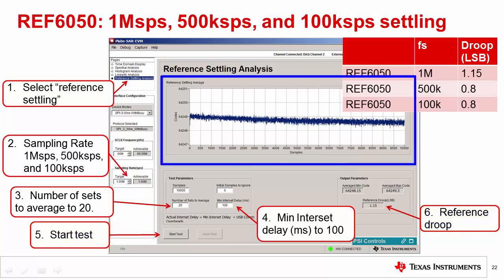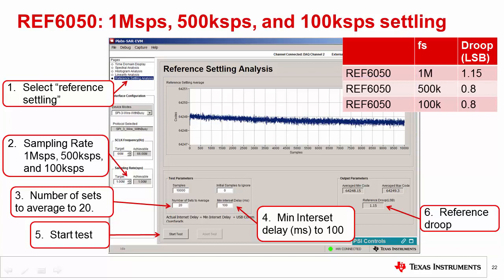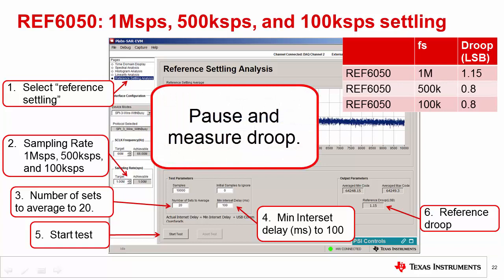The figure shown shows the result for 1 megasample per second. Repeat the experiment for 500 kilosamples and 100 kilosamples. You can pause and measure the droop of all three sampling rates now.